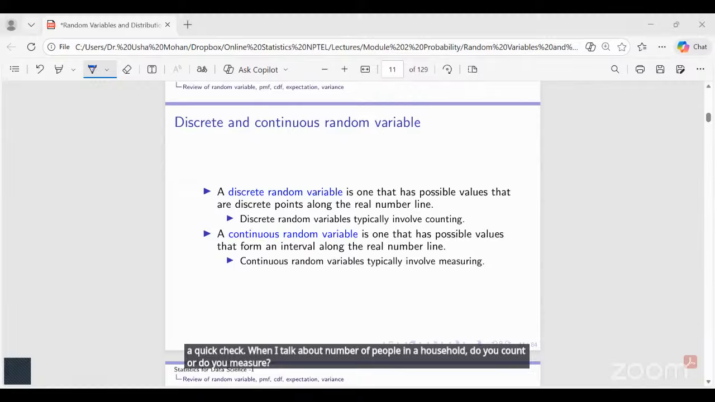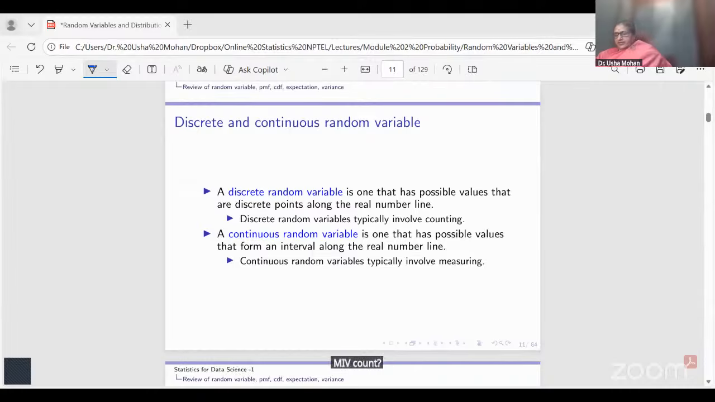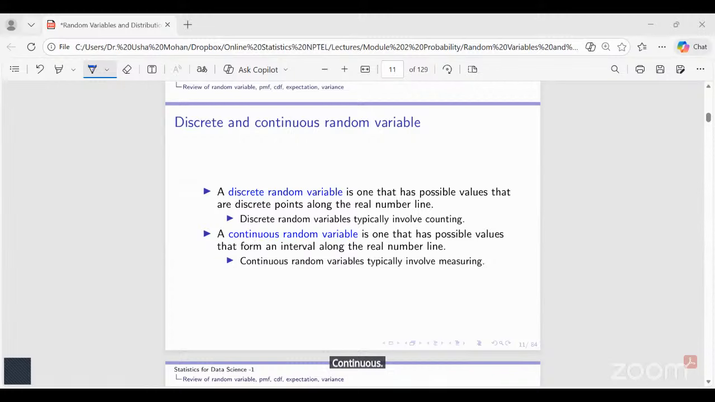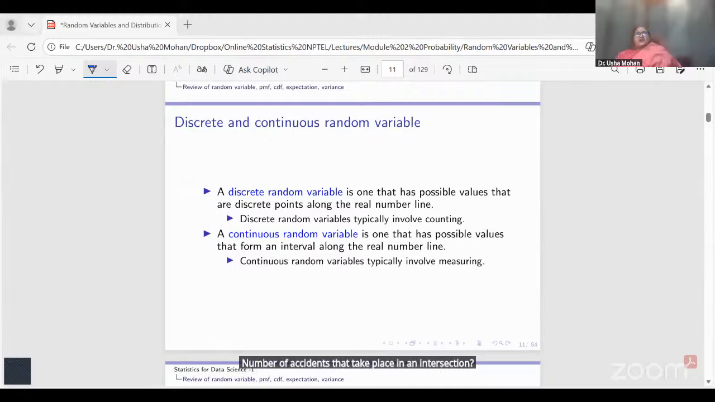Count. So will it be a discrete random variable or a continuous random variable? Discrete. Now I'm talking about the temperature of a person. We measure it. Continuous. Height of a person. Continuous. Weight. Continuous. Number of accidents that take place in an intersection. Discrete.